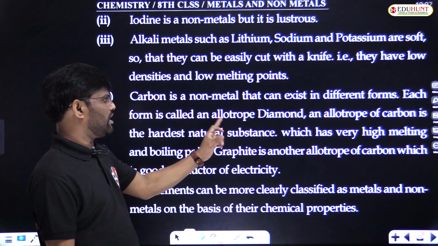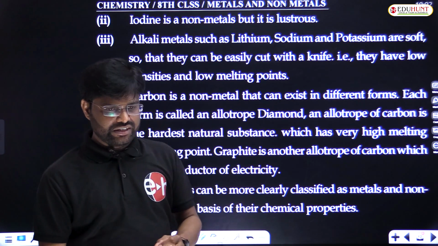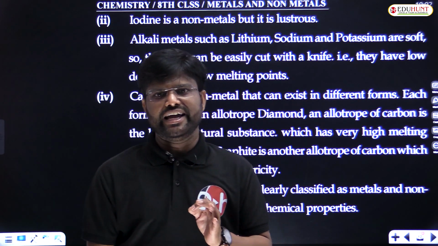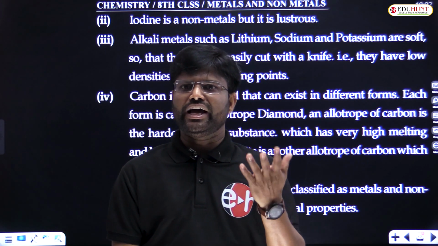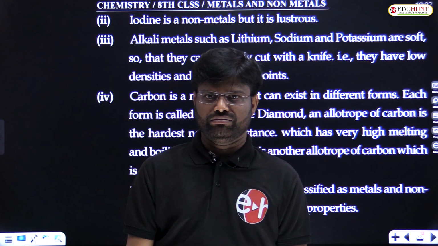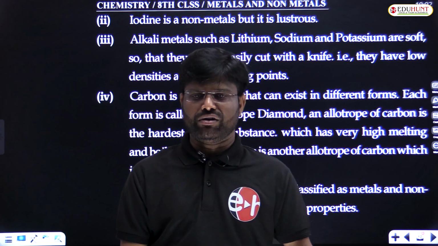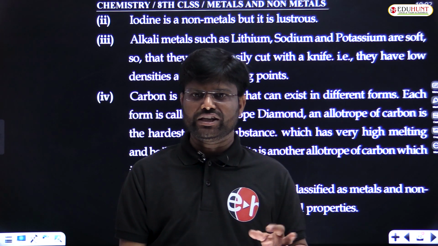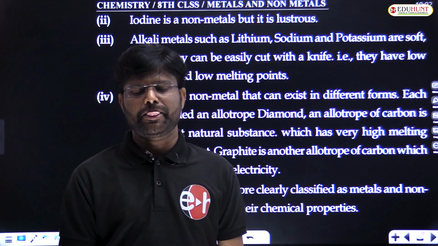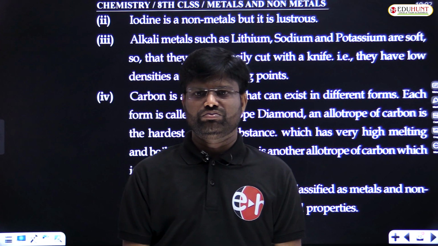Carbon is a non-metal and can exist in different forms. Each form is called an allotrope. So what is an allotrope? The same element exhibits more than one physical form. That means the same element exhibits different forms. That is called an allotrope.